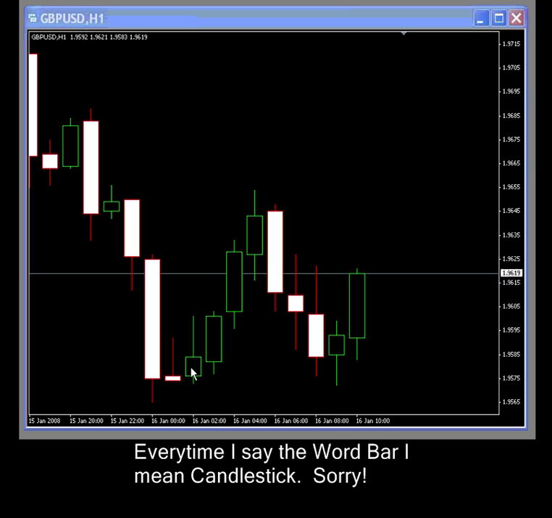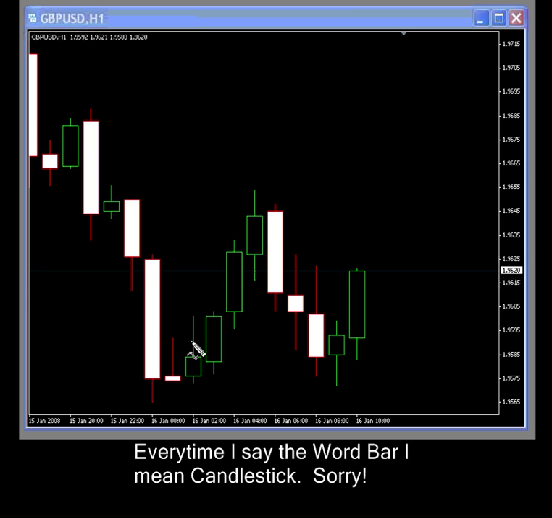So if we just go through all of these green bars, which indicates price has moved up, we know that the open is always going to be the left side and the close the right side. So again, if we're looking at this bar now, the open would be here and the close would be here. If we look at this bar, the open would be here and the close would be here, and so on and so forth for all these bars.